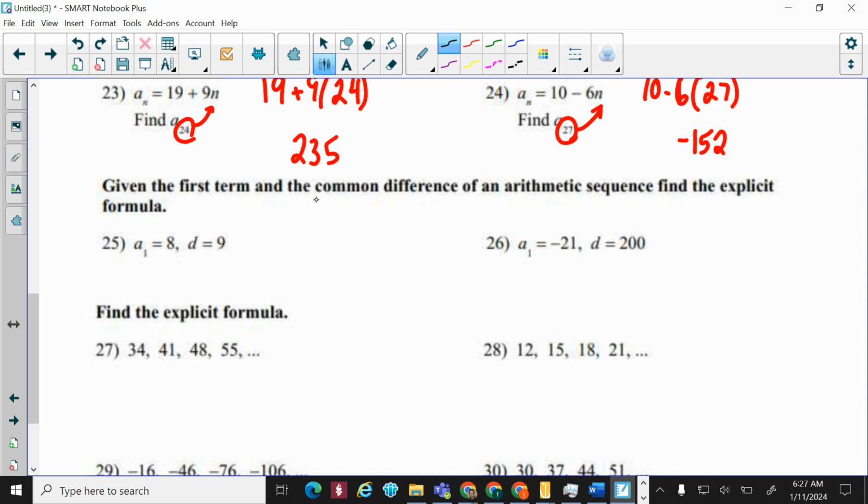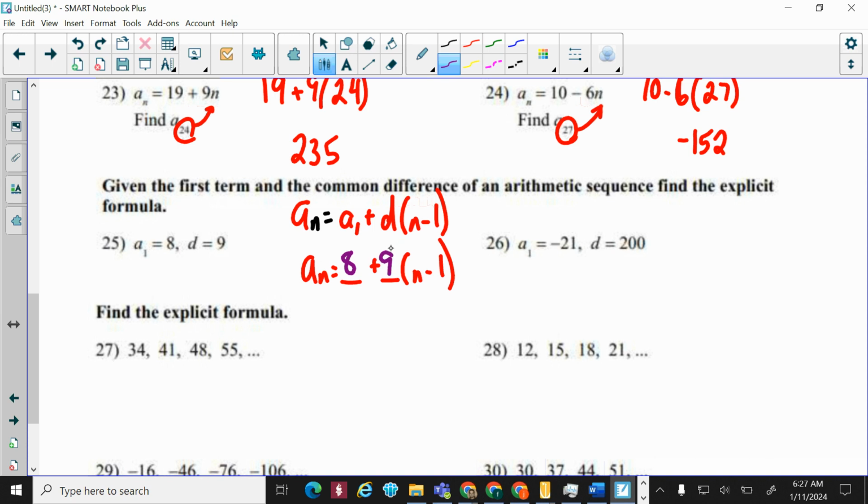All right, so question number 25: given the first term and common difference, find the explicit formula. If you remember, the formula is a of n is equal to the first term, a1, plus the common difference times n minus 1. For question number 25, I literally give you everything. The first term is 8. The common difference is 9.